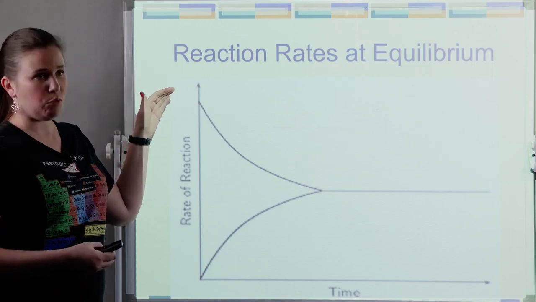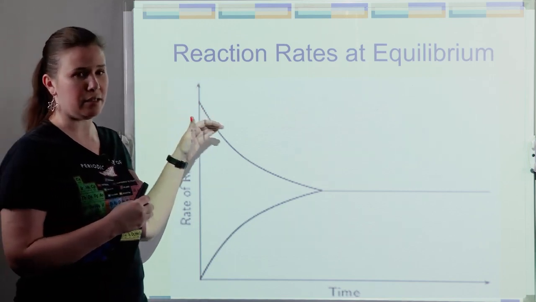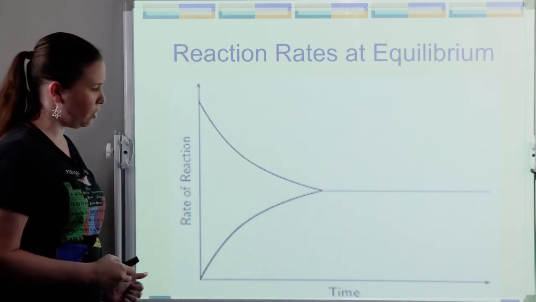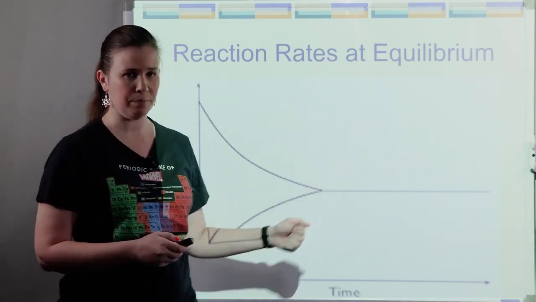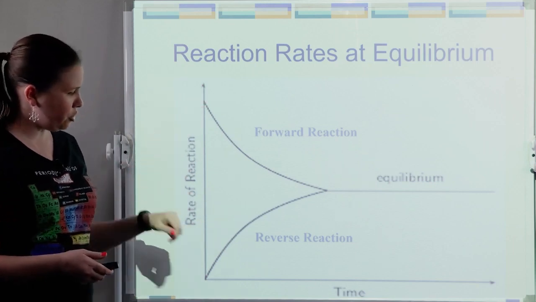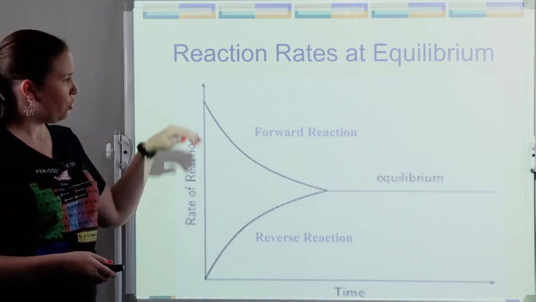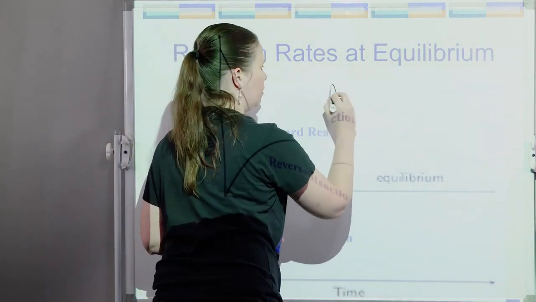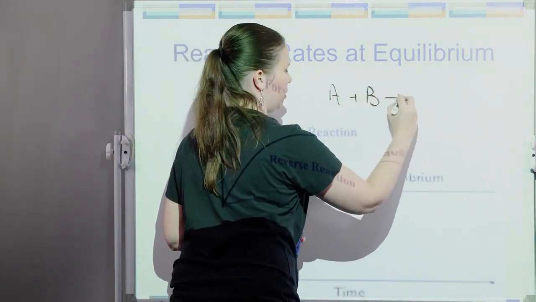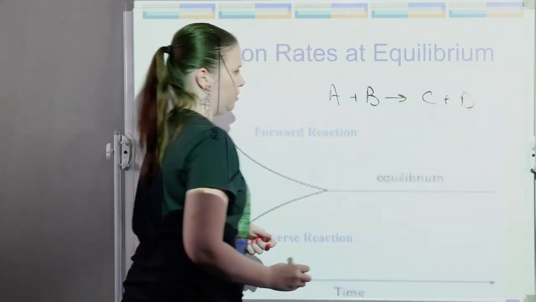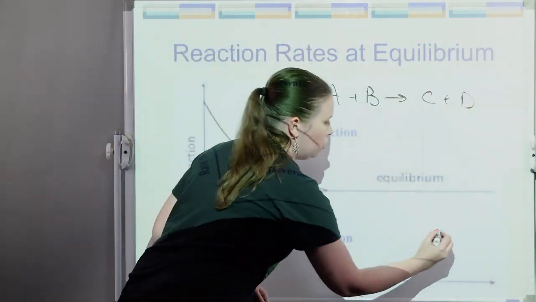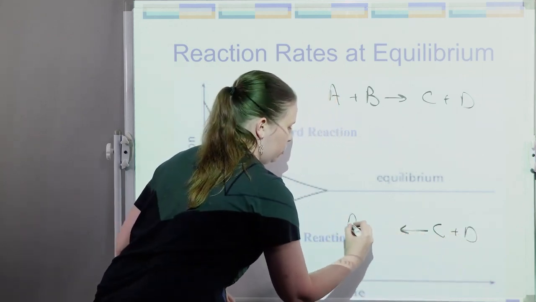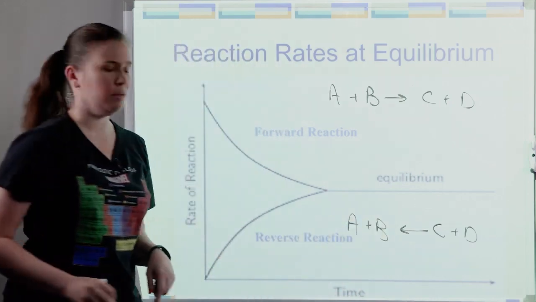Well, one reaction would be where A and B were combining to form C and D. The other reaction would be where C and D are recombining to form A and B. We would call those the forward reaction and the reverse reaction. The forward reaction would be where A plus B makes C and D, whereas the reverse reaction would be where C and D are going back to form A and B.